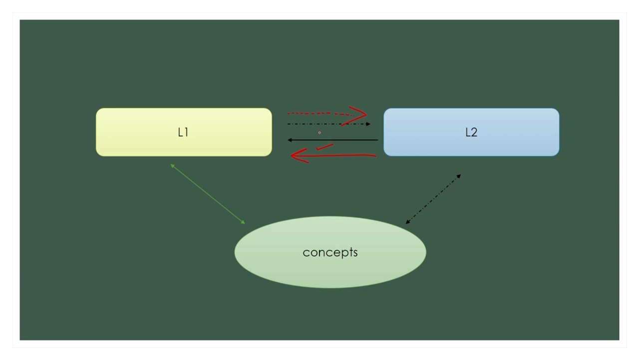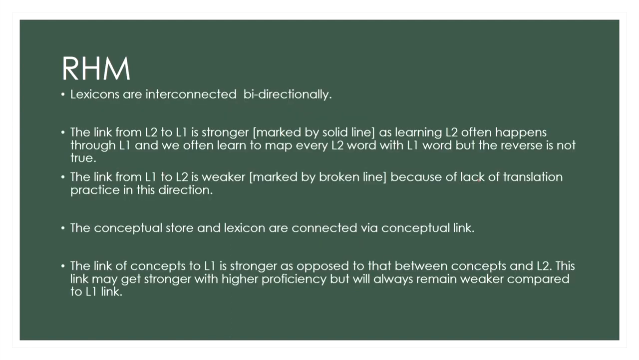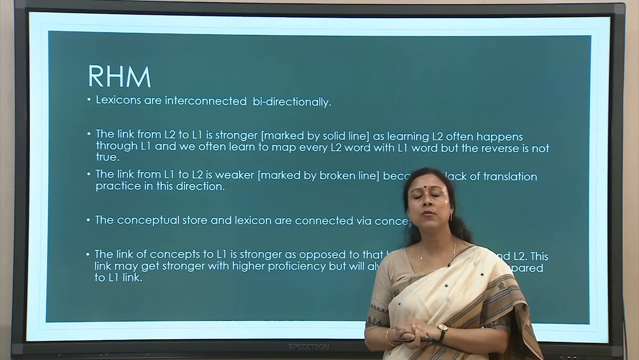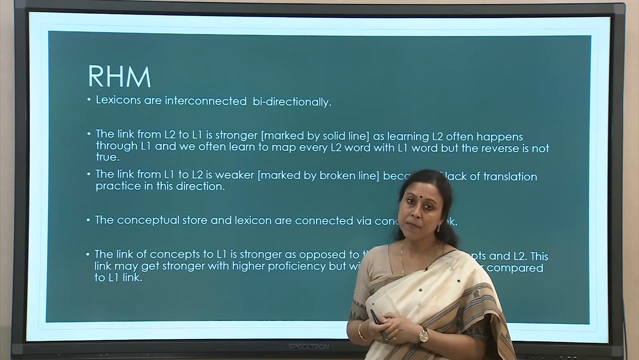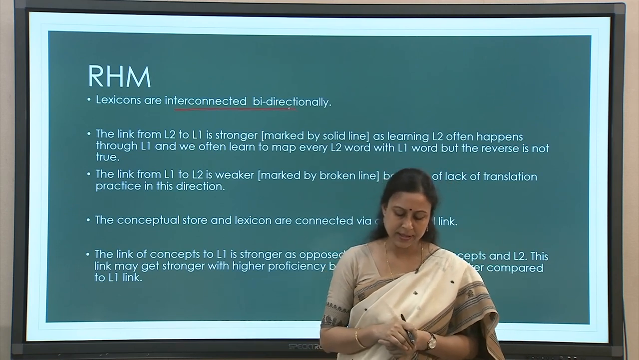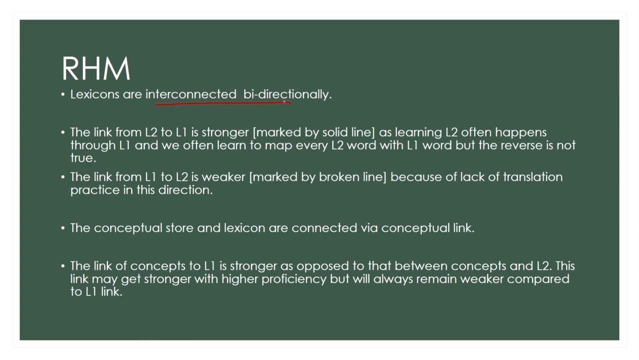Similarly, L1 is connected to concepts in a stronger way. L2 is also connected, but in a slightly weaker way. So this allows for a combination of WM and CM, and they say that as proficiency goes higher in L2, this connection also can become a straight line. This can also become a strong connection. So basically, this model says that languages are connected at both lexical and conceptual level. How strong the connection is a factor of proficiency. So it is a bi-directional connection. The connection happens both ways, and this is something we have already said, L2 to L1 is stronger and so on. And conceptual store and lexicon are connected via conceptual link.